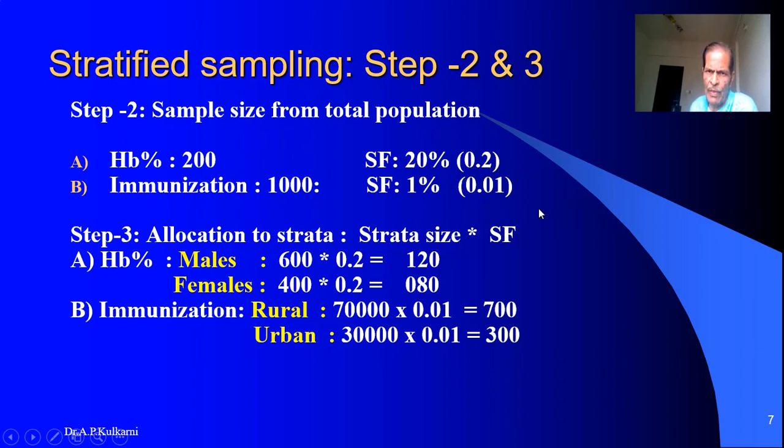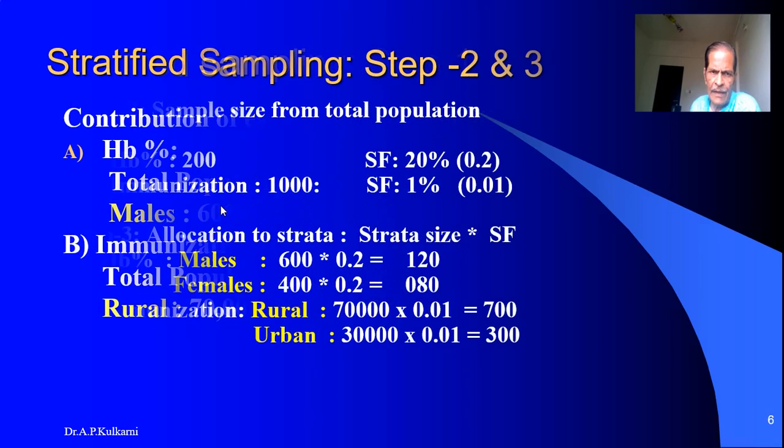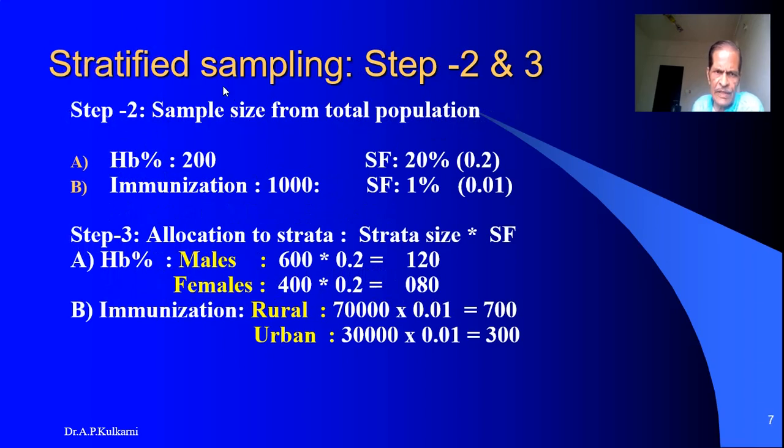In terms of proportion it is 0.2. In case of immunization, the total is 1 lakh in that area, and the sample size that the statistician has told us is 1000. So out of 1 lakh we want to study a sample of 1000 individuals. So 1000 divided by 1 lakh is 1%, that is 0.01.